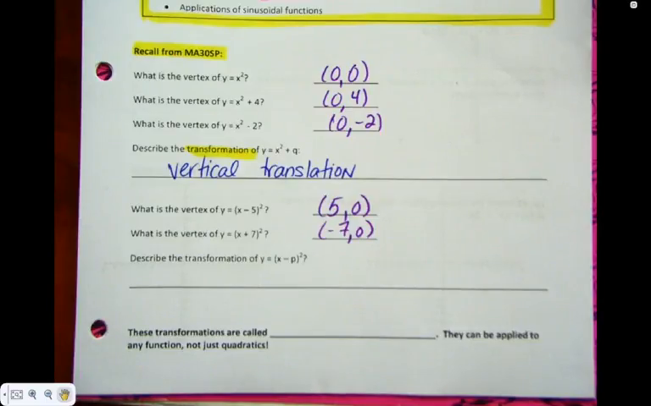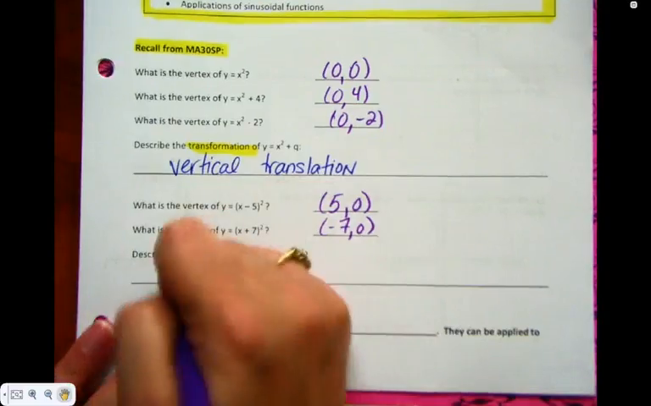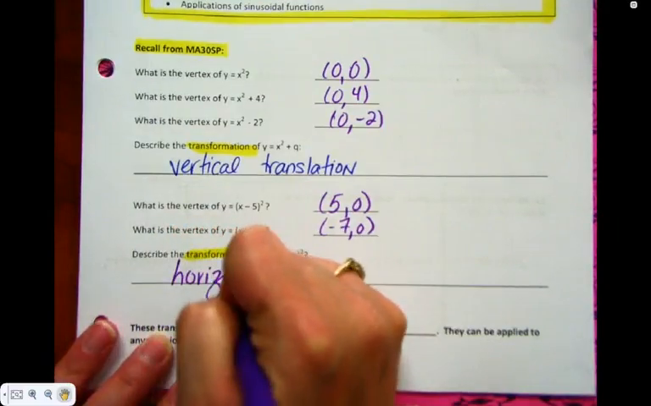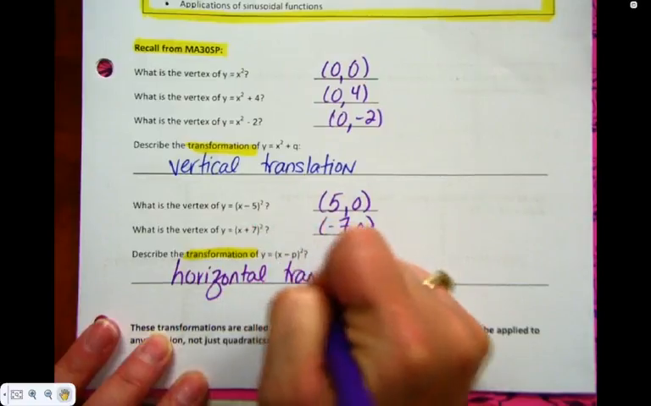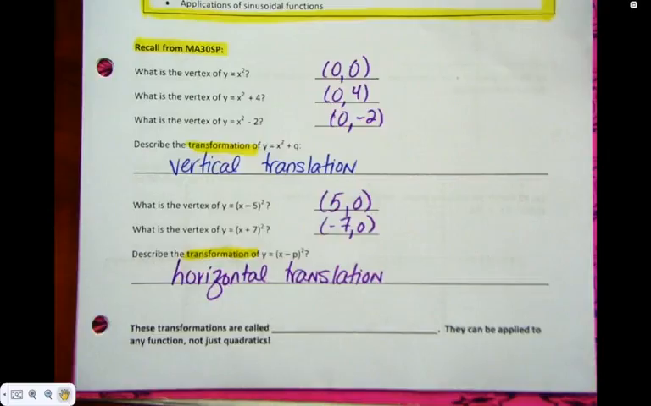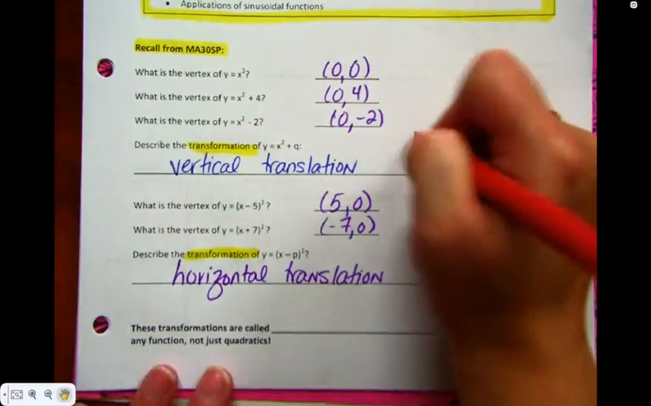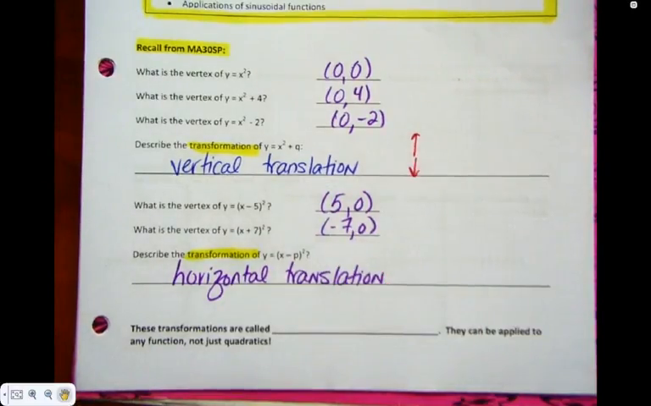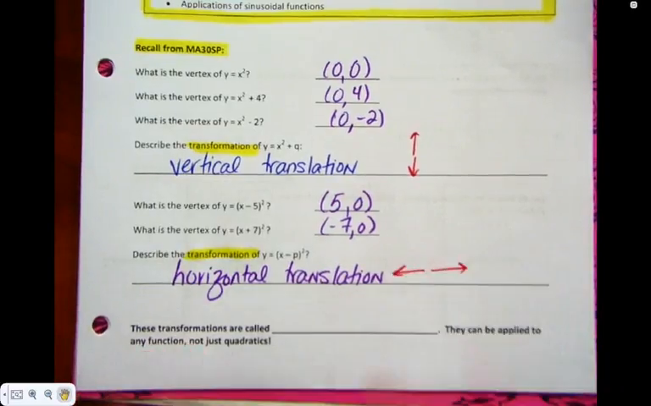Again, these are called transformations. Anyone want to guess, just from some logic, what they might be called? Horizontal translations. So vertical translation is when we move it up or down, just depending on the number. And our horizontal is when we move it left or right.